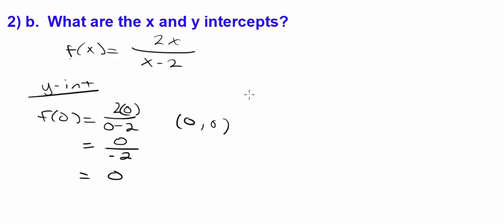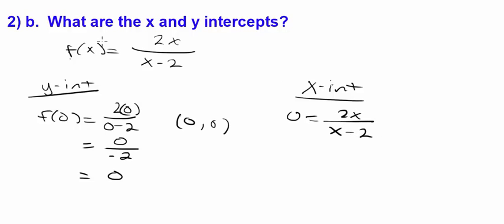Okay, the origin. Let's find the x-intercept and see if there's any x-intercept that happens to be different than the y-intercept. Okay, to find the x-intercept, again, you're going to substitute 0 for f of x. So in this case, you'll have 0 is equal to 2x over x minus 2. Now, to do this, what you'll end up doing is multiplying both sides by x minus 2. What this does is cancel out the x minus 2 on the right side.